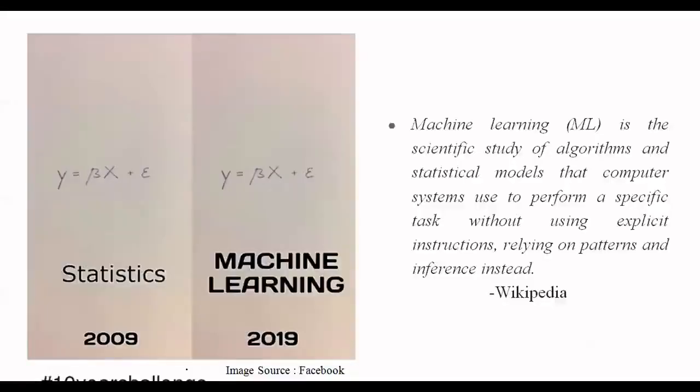The 10-year challenge. Ten years ago, machine learning was called statistics, and now we are calling it machine learning. I cannot say that it is quite the same, but yes, both things are similar. Machine learning is the scientific study of algorithms and statistical models that computer systems use to perform a specific task without using explicit instructions, relying on patterns and inference instead of classical programming. So yes, it is an improved version of statistics, but machine learning and statistics are quite different.